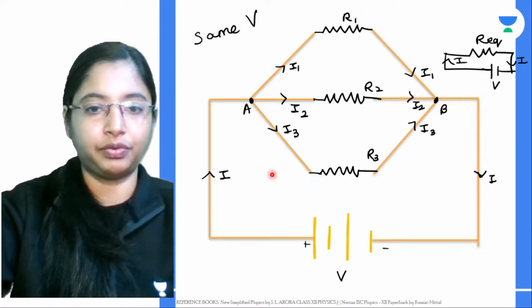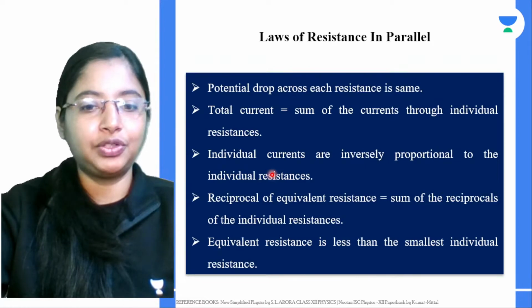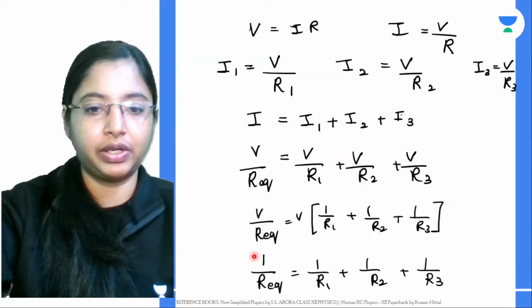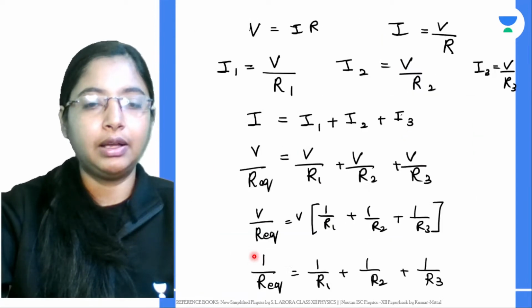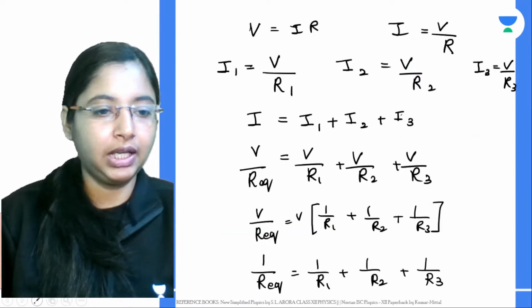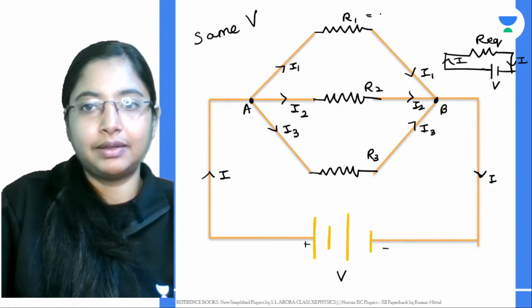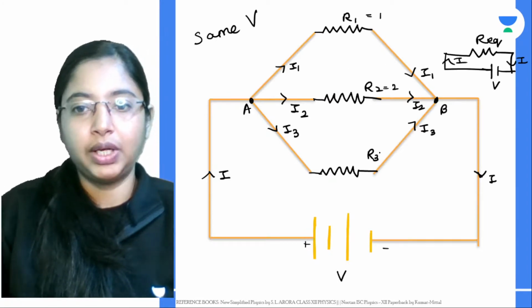That's what we see. So right now the equivalent resistance is less than the smallest individual resistance. Okay, so in this case, let's take three resistors, right? Let's say this resistor has a value of 1, this is 2 and this is 3.